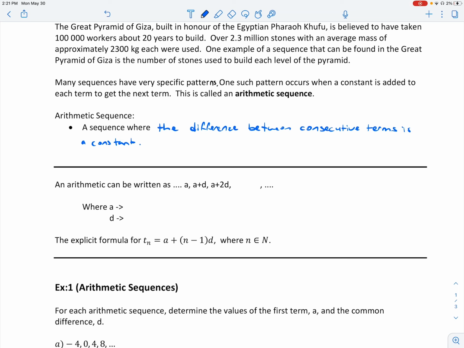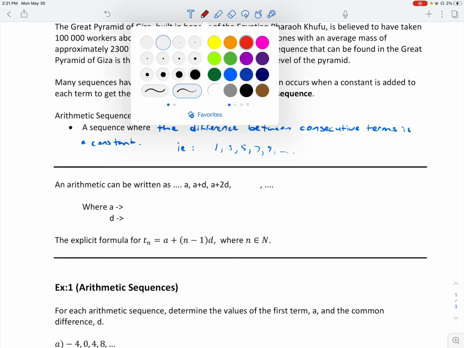An example of this could be the pattern 1, 3, 5, 7, 9. We can see that the difference between consecutive terms is always constant because we're always adding 2 to get the next term. That is true for any arithmetic sequence. It'll always have a constant difference between consecutive terms.